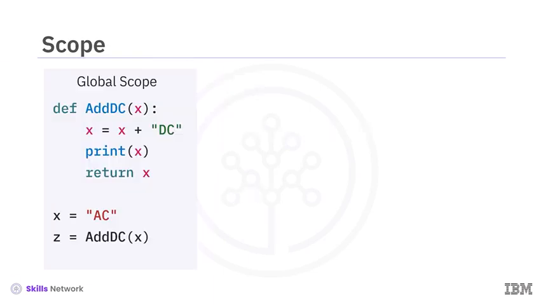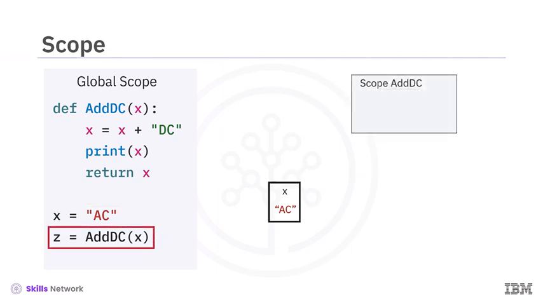The scope of a variable is the part of the program where that variable is accessible. Variables that are defined outside of any function are said to be within the global scope, meaning they can be accessed anywhere after they are defined. Here we have a function that adds the string dc to the parameter x. When we reach the part where the value of x is set to ac, this is within the global scope, meaning x is accessible anywhere after it is defined. A variable defined in the global scope is called a global variable.